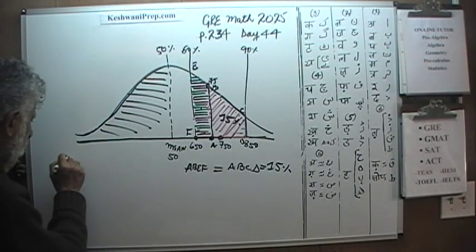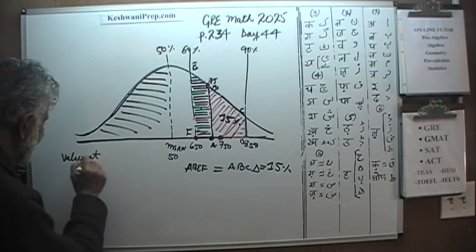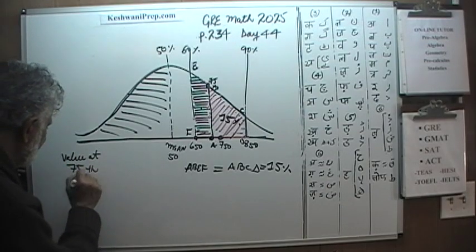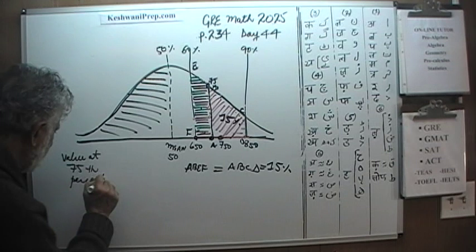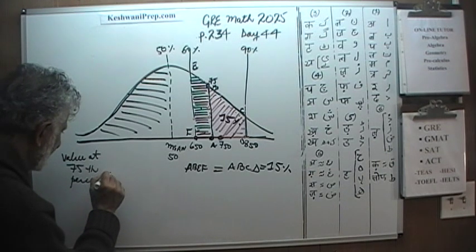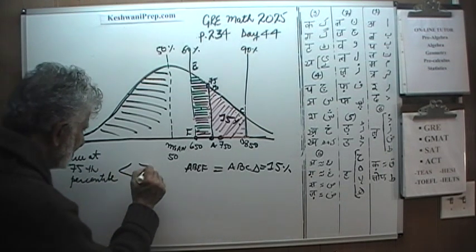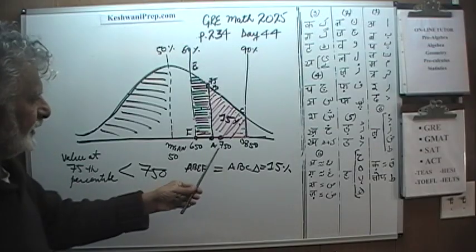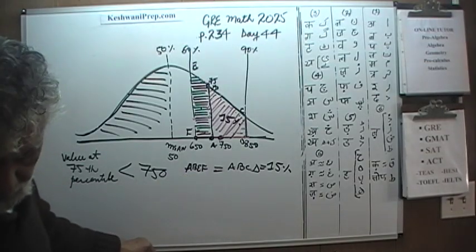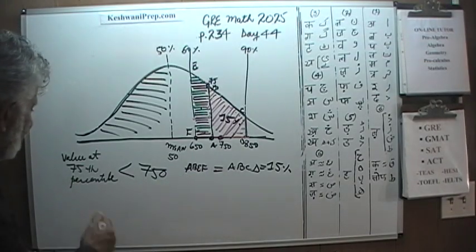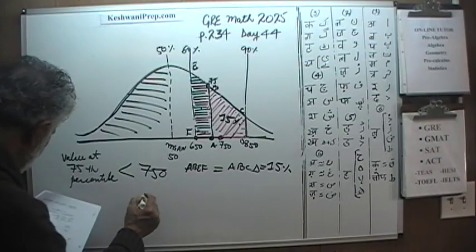The value at the 75th percentile would have to be less than 750, because 750 is here, and that's all they're looking for. This is column A, this is column B, so therefore the answer is B.